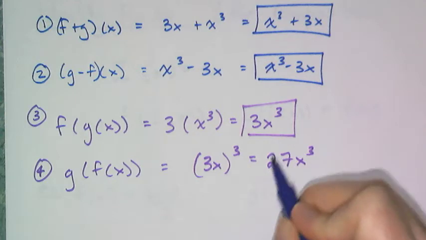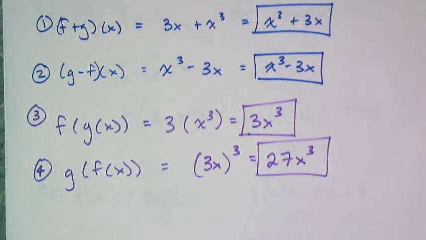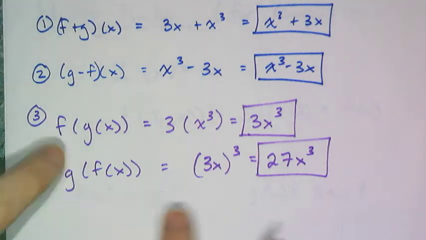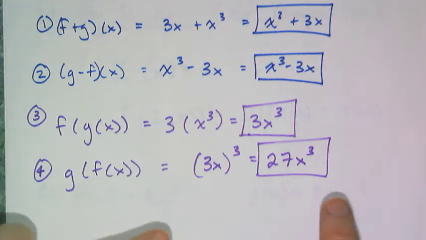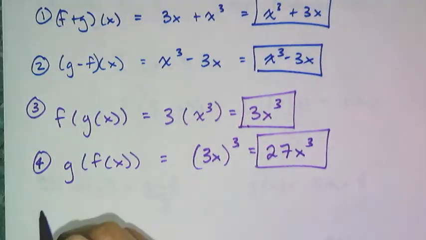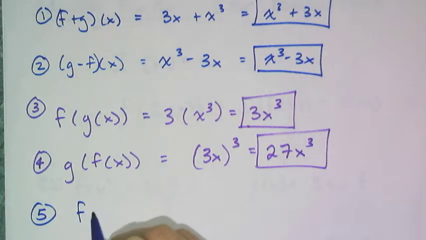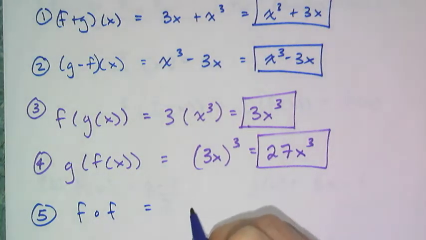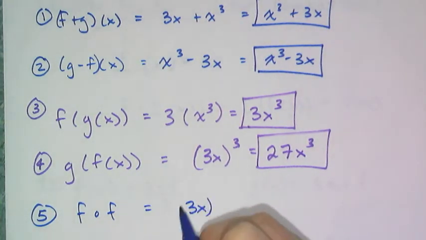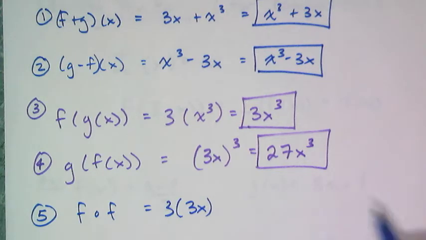So the order of the composition usually matters, and I can actually make a whole bunch of composites. I can make f of g of f of g of f of g of x if I wanted to. But no matter how many functions you have composited together, you remember you work from the inside out. Now when I composite a function into itself, like f of f of x, that means I'm going to plug 3x into 3x, and I end up getting 9x.